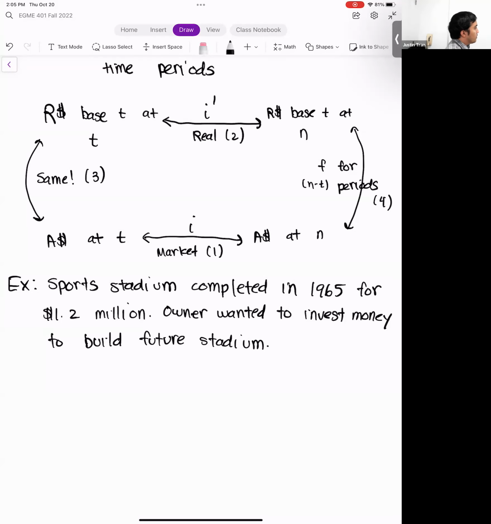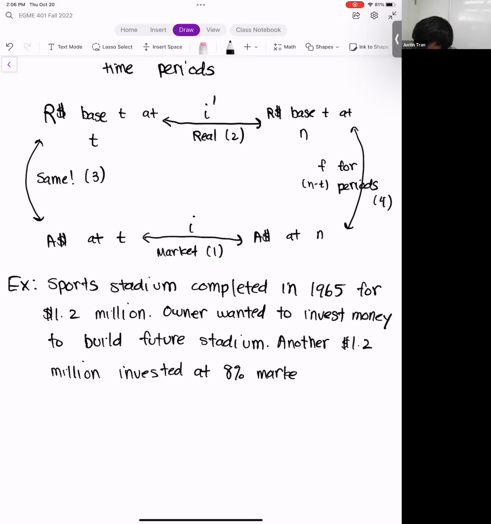All right. And so looking at the first stadium, he saw that it cost $1.2 million. The owner said, "Why don't I take the same amount of money? I'll take $1.2 million and invest it over that time to pay for the eventual stadium replacement." And then let's say that the market rate for that investment was 8%.